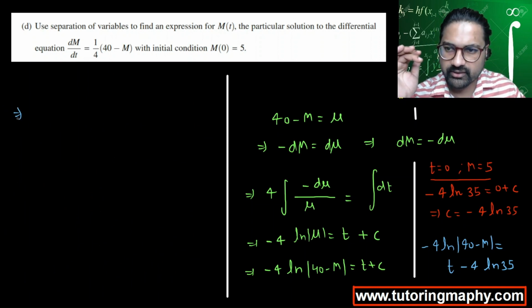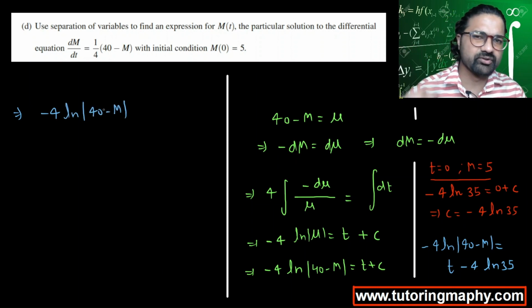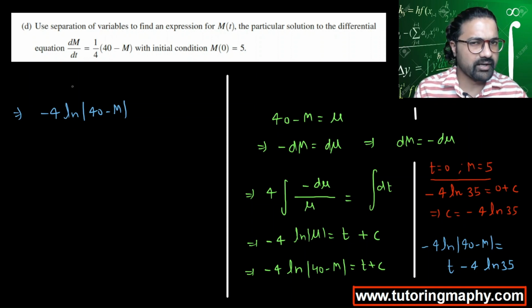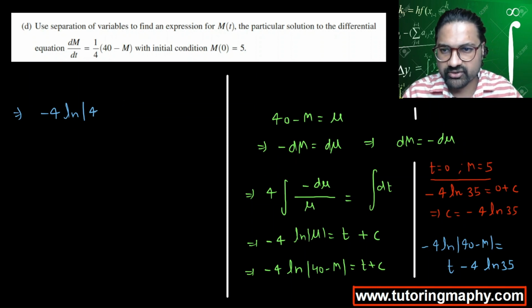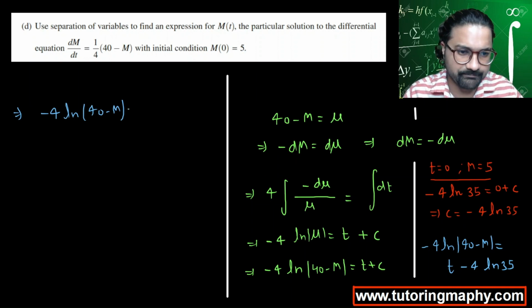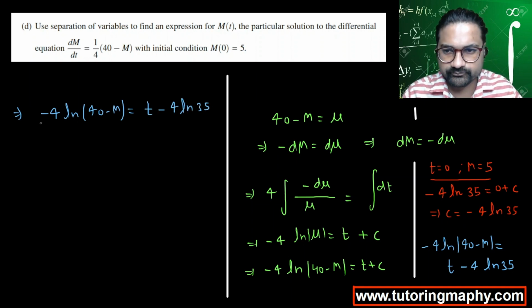So I'm going to rewrite that because that's going to look like negative 4 ln of the absolute value of 40 minus m. And don't you think the absolute value can be dropped? Why? Because like we said, m is always less than 40. So 40 minus m is always going to be positive. So I'm just going to drop the absolute value sign now. So that's going to look like negative 4 ln(40 minus m) is equal to t minus 4 ln 35.